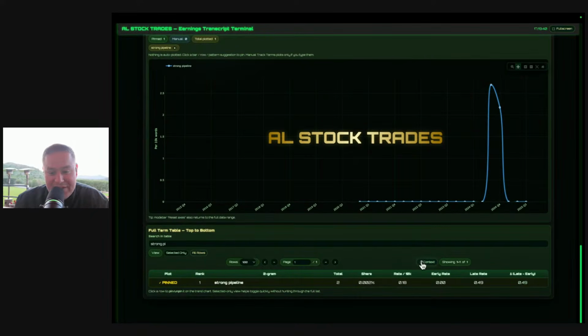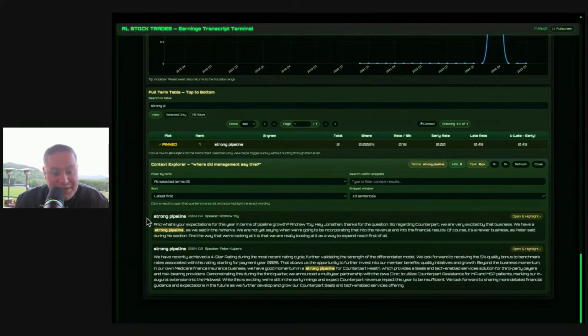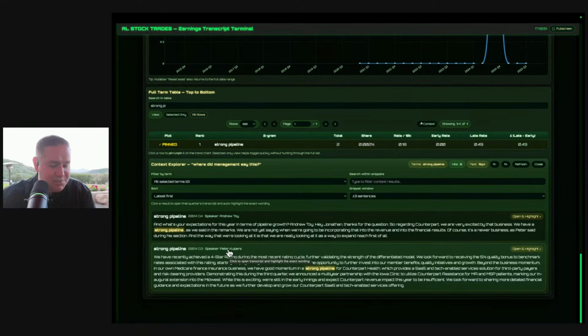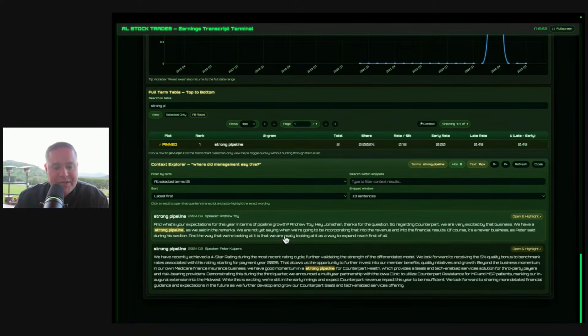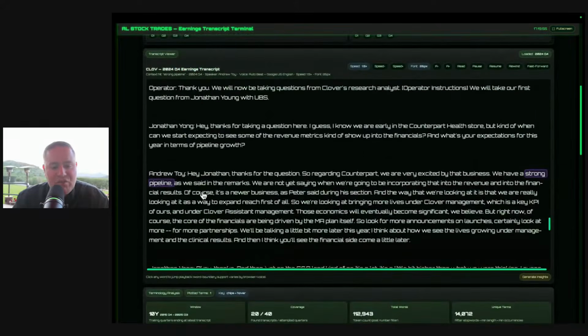But let's look at the context to see kind of when they said this. And actually, Andrew Toy said this, and Peter. But it looks like Peter likes the word pipeline maybe more because he said it in other talks. But let's go ahead and read where Andrew Toy said strong pipeline. And this was a question from Jonathan Young. This was Q4 of 2024. Let's see what they're talking about with pipeline.